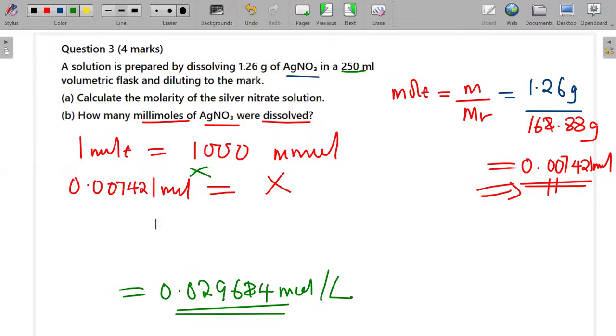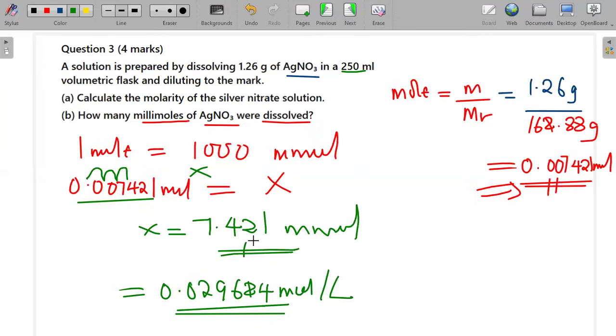So you cross multiply, X will just be equal to this multiplied by 1,000. So multiplying by 1,000 means I'm just moving this decimal place 3 times. So 1, 2, 3 times. So I get 7.421 millimoles. Okay, so that is it for question 3. So any questions there, guys?